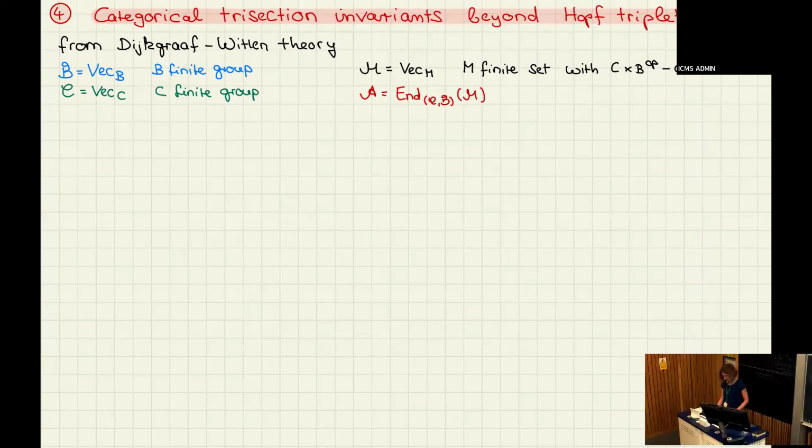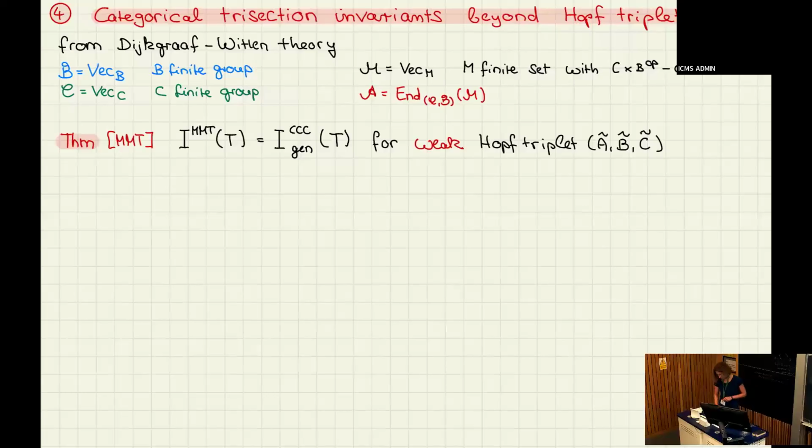So we take Dijkgraaf-Witten theory. So we take for B the B-graded vector spaces, where B is a finite group. For C, we take the C-graded vector spaces, where C is a finite group. For the bimodule category, we take the vector spaces graded by a finite set with an action of the two groups, a left action of C and a right action of B. And then we take A to be the category of bimodule endofunctors of that. So that's a very simple example. And what we could show with this example is the following.